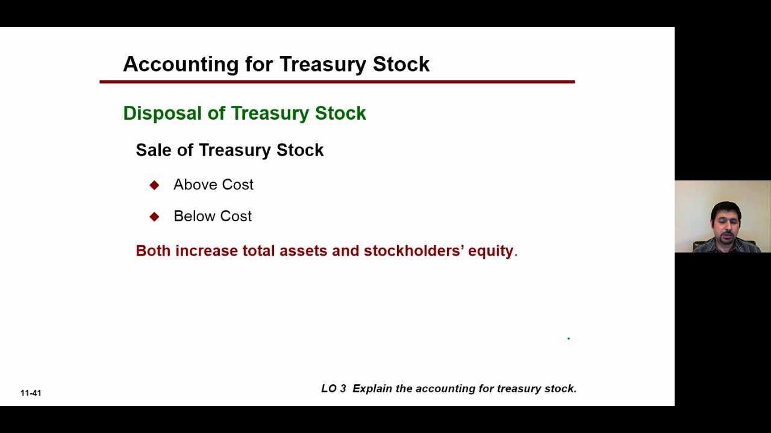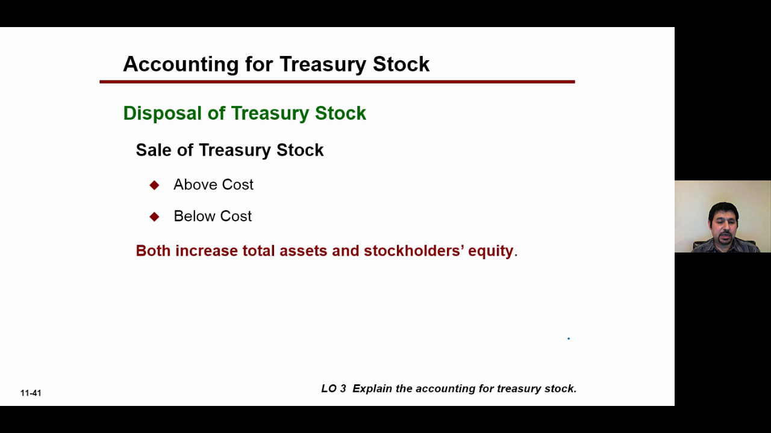Now, disposal of treasury stock will increase total assets and stockholders' equity. In this case, the company will be selling them for cash, for example, or for other reasons. When the company sells them for cash, total assets will increase, and at the same time, there will be more stocks outstanding. As a result, the stockholders' equity will increase.